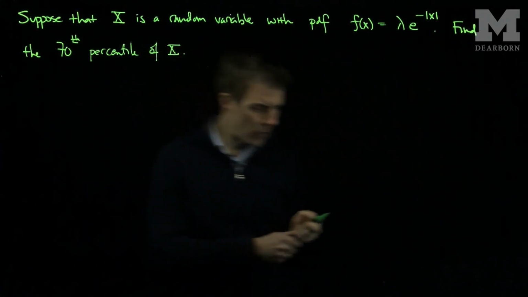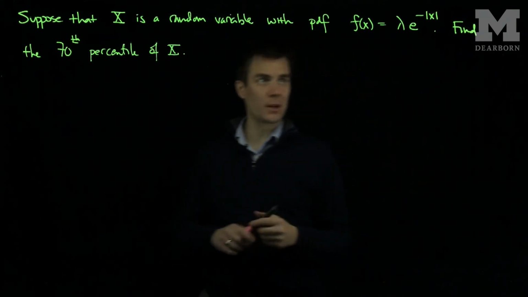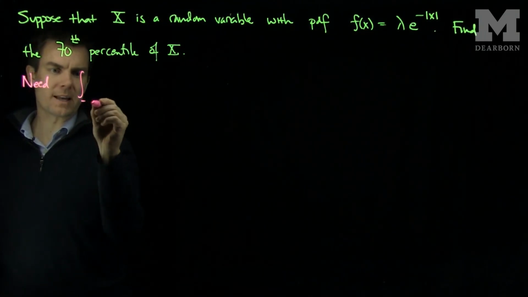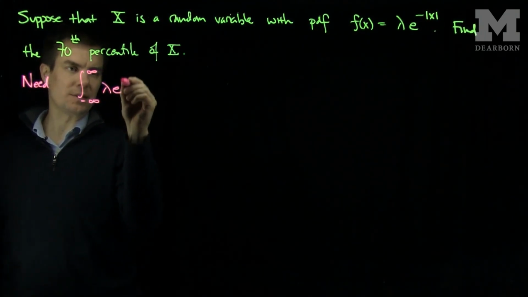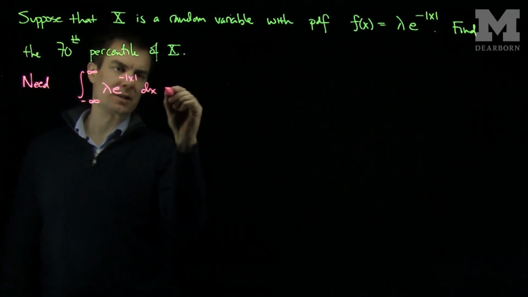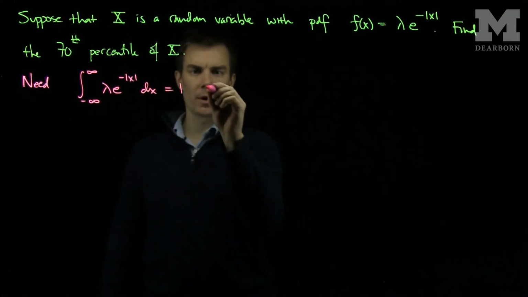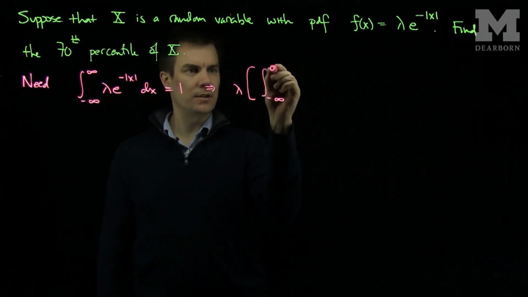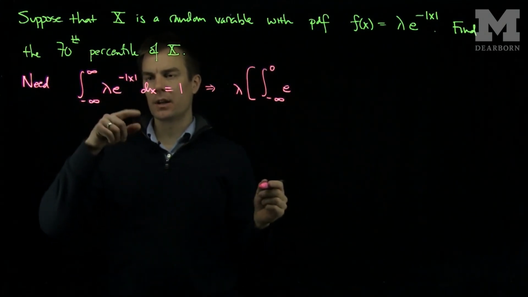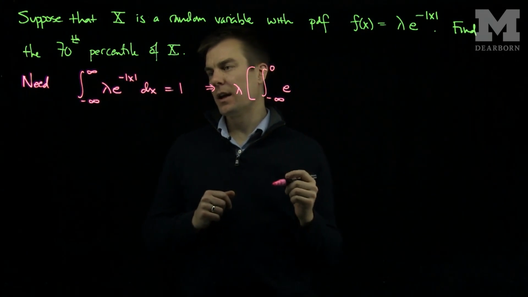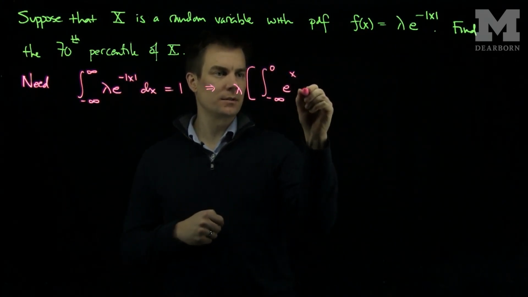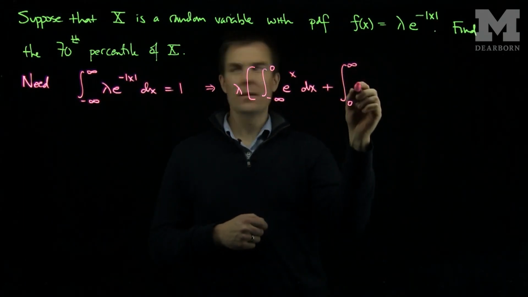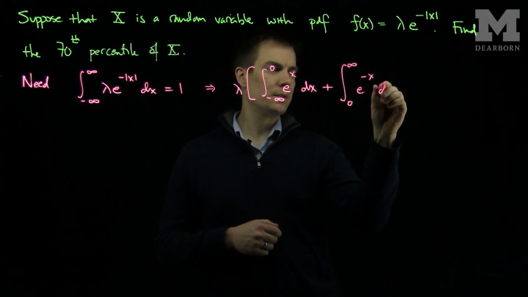So first, we have our PDF, so we need to make sure that our PDF is a valid PDF. So we need the integral from negative infinity to infinity of lambda times e to the negative absolute value of x dx to be equal to 1. So we can split this integral into two parts. I can pull this lambda out of everything. So I'll have lambda, the integral from negative infinity to 0 of e. Between negative infinity and 0, absolute value of x is going to give me a positive. So I'm going to have a positive x dx plus the integral from 0 to infinity of e to the negative x dx.